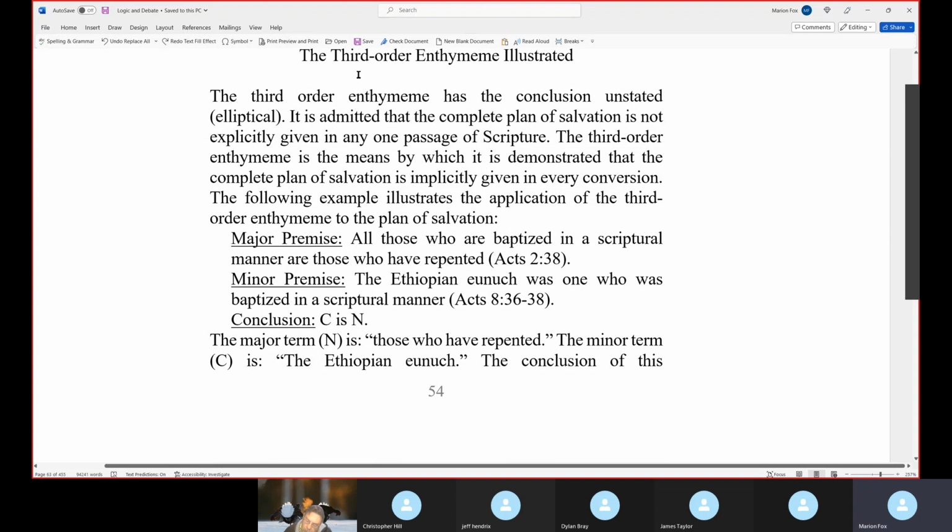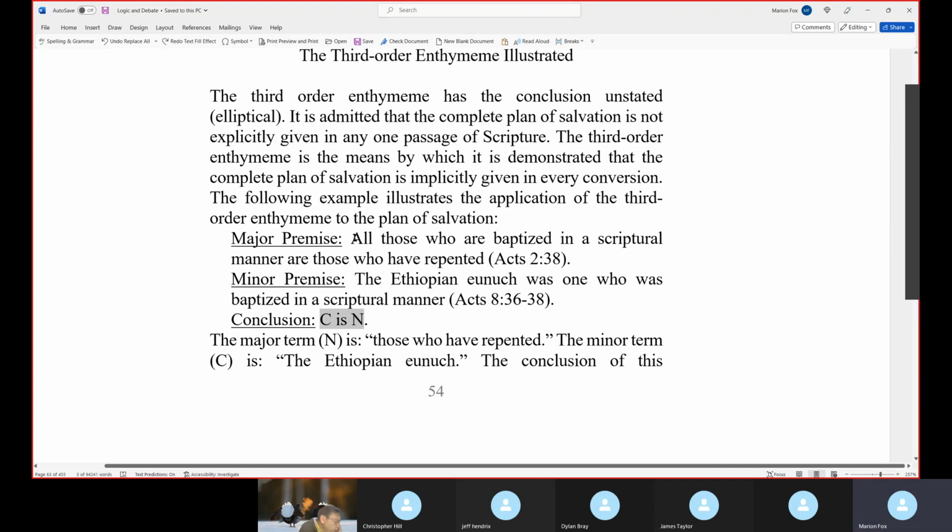All right, let's go to where we have a third order, and we can use this. This is powerful. In a third order, we have the conclusion omitted, but we have the major and minor premises. So right here, we're going to develop the whole plan of salvation. I don't believe the plan of salvation is explicitly in one passage of Scripture, but it's in the Bible. So we're going to use a third order. We have the major premise, minor premise, and conclusion not stated. We have these others. Now, right here.